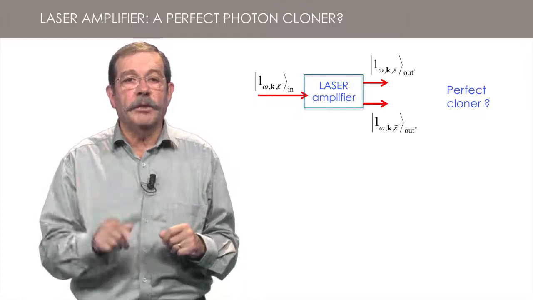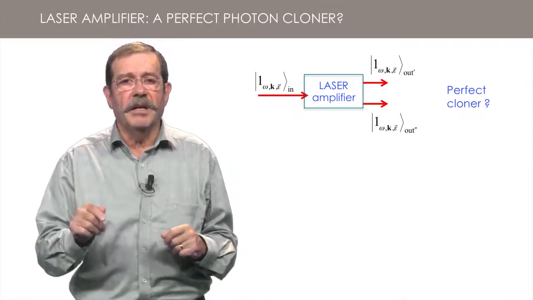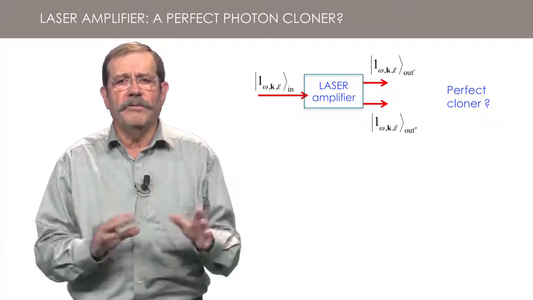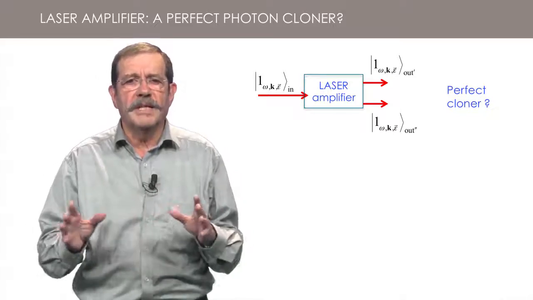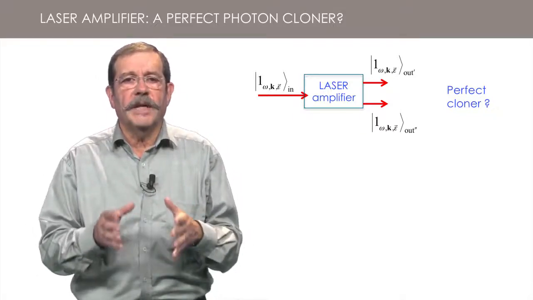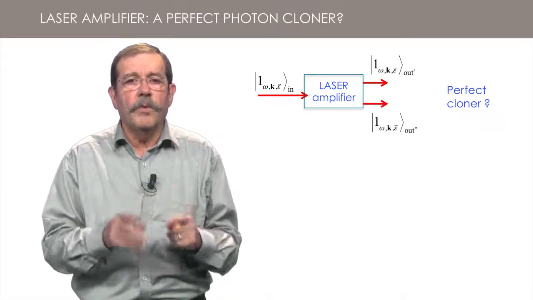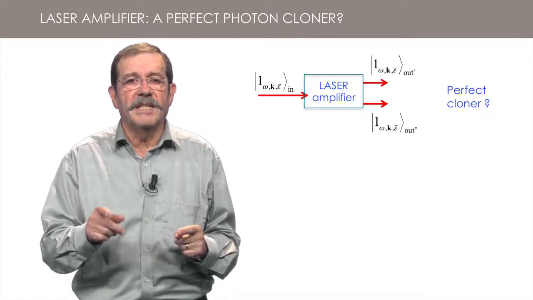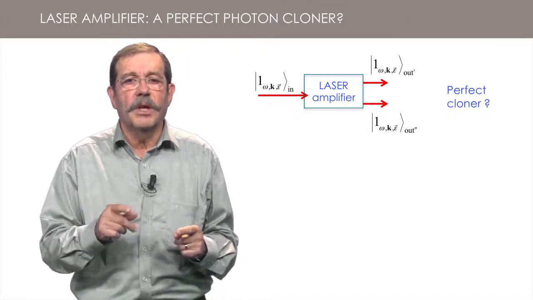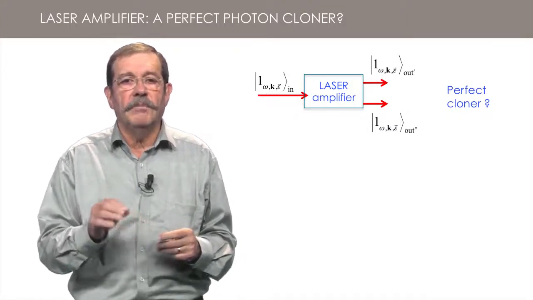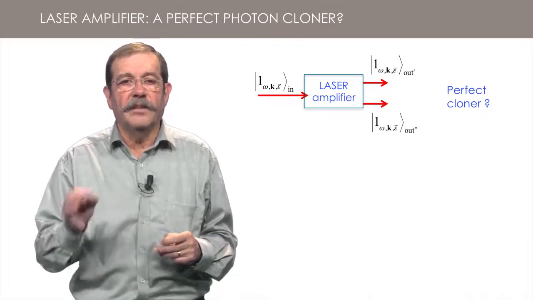For each particular kind of laser amplifier, either based on population inversion or on other processes, one can show that what you get at the output is not what is shown here. We will come back to this specific case in the second quantum optics course when we study the interaction between a photon and an atom.